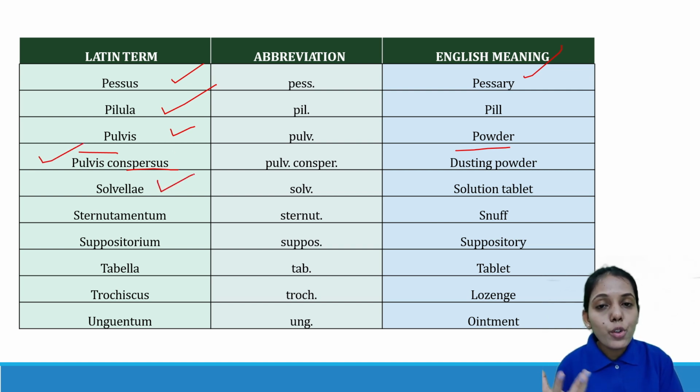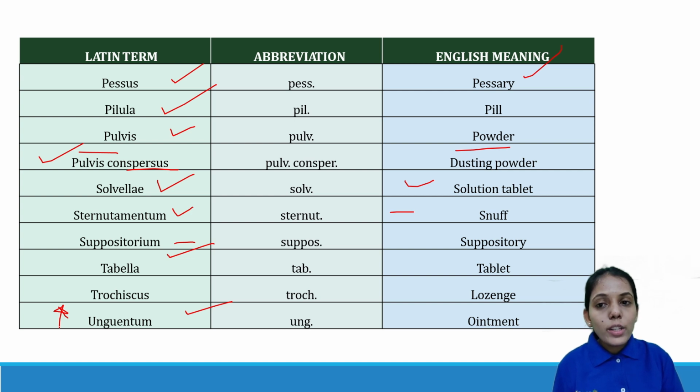Solvele. Solvation, so you can identify it as a solution. It is a solution tablet. Sternatamentum is related to snuffs. Suppositorium, that is easy, that is suppository. Tabella means tablet. Trochescus means lozenges. Unguentum, that is an ointment. Remember, this is important. What is the Latin term for ointment? That is unguentum. The short form is UNG dot.